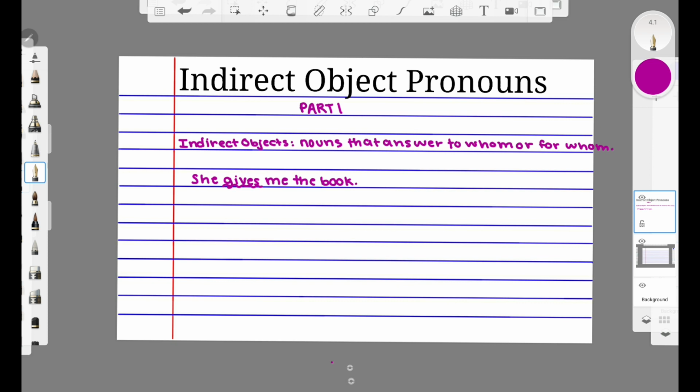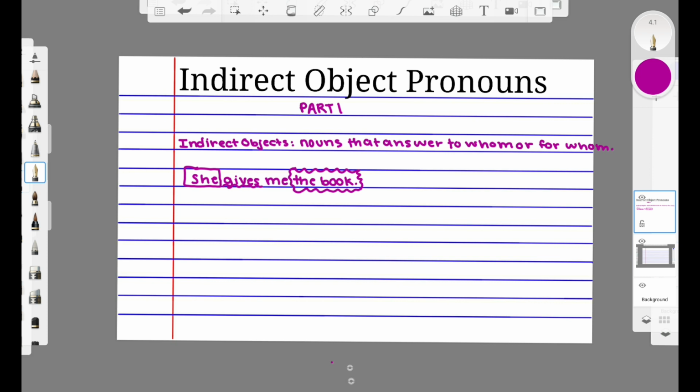And to identify the subject, we ask the question, who gives or what gives? In this case, our subject is she because she gives. And when we start talking about direct objects, we said they answer the question what? She gives what? She gives the book. It is necessary to complete the meaning of the sentence. So that would be our direct object.